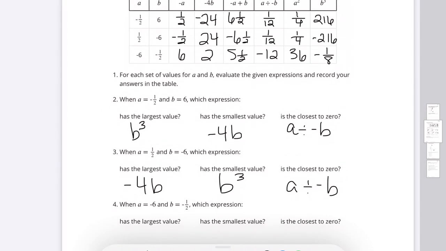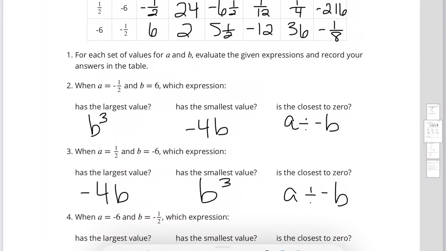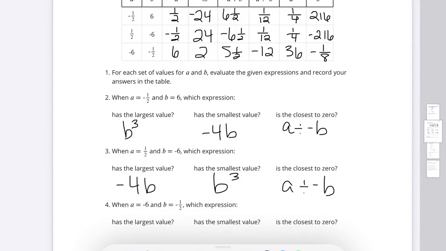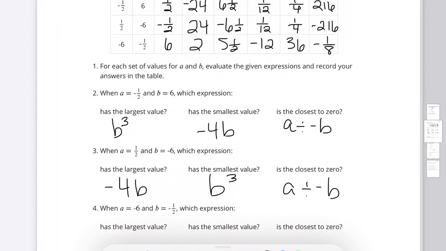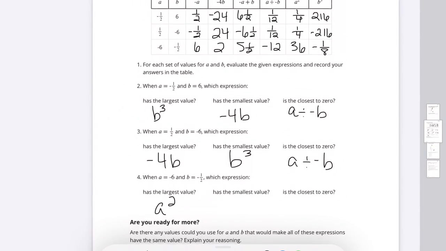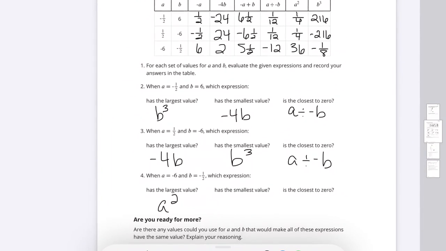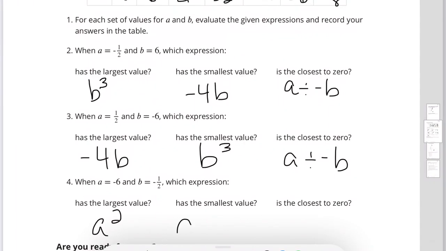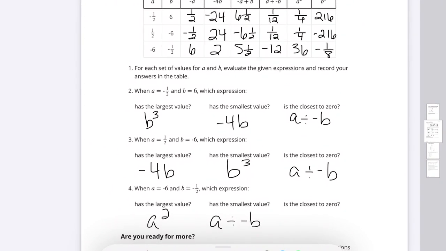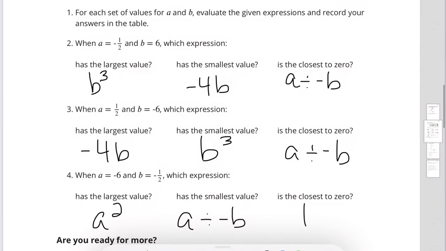When A equals negative 6 and B equals negative 1/2, which expression has the largest value? Be A squared. Which expression has the smallest value? A divided by negative B. And which expression is the closest to 0? B cubed.